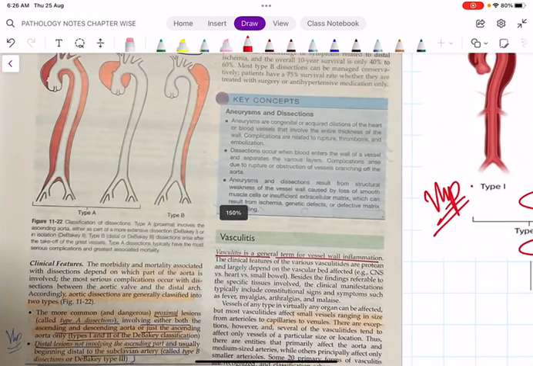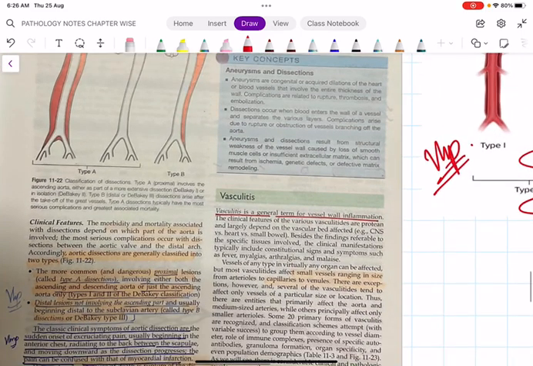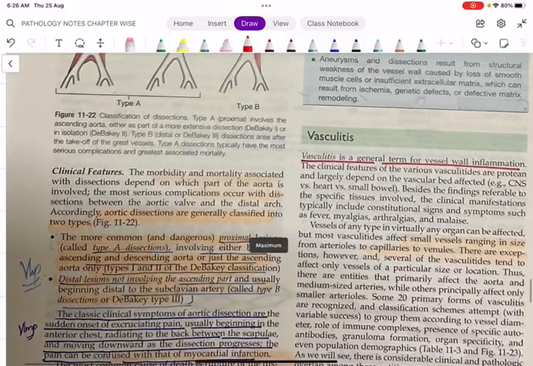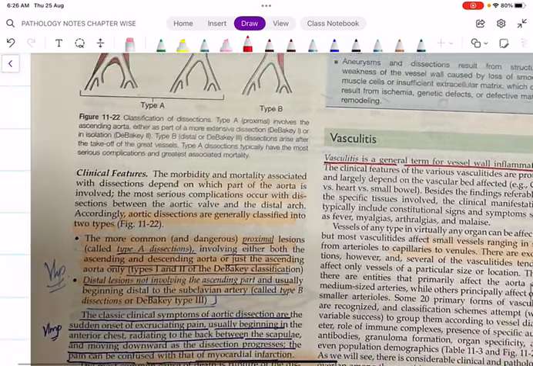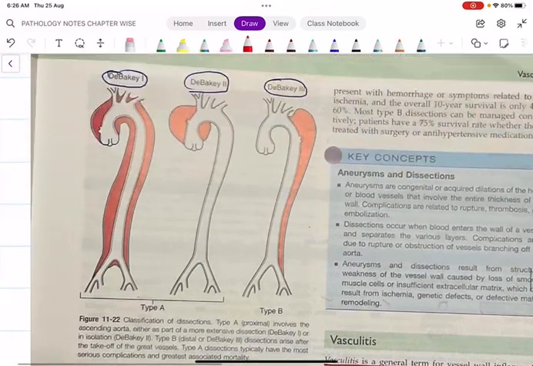DeBakey is the name of a scientist. We have type 1, 2, and type 3. But now what we are following is the Stanford classification. In the Stanford classification we have type A dissections and type B dissections. What is type A dissection? The dangerous and most common dissections are type A dissections. Type A dissections are proximal lesions. They involve the ascending aorta and descending aorta, or just the ascending aorta only.